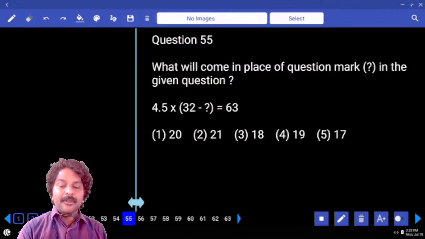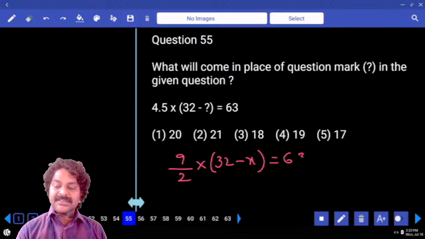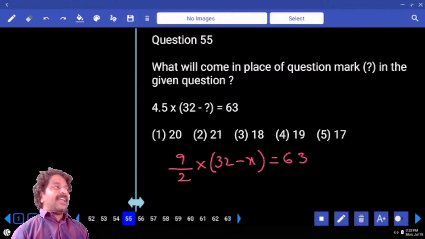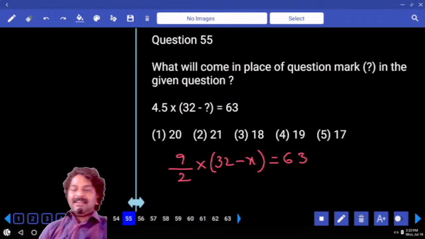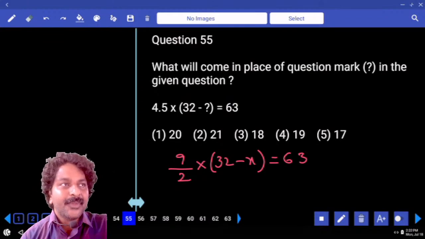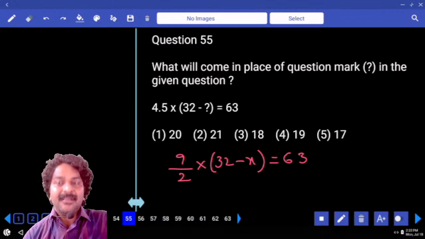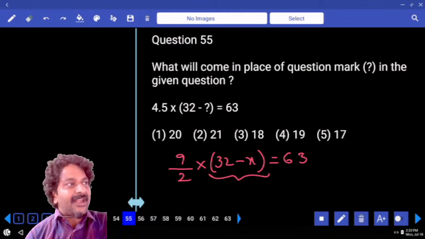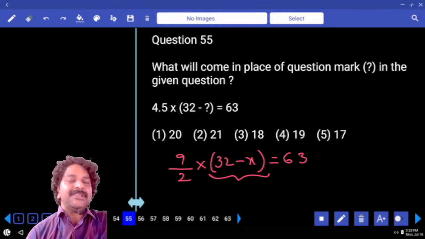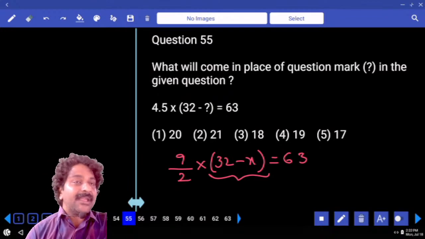Over. Can we write 4.5 as 9 by 2 into 32 minus x is equal to 63, right? Left hand side 9 multiple, right hand side 9 multiple. Both we have. Come on. That gets cancelled. And left hand side, what is denominator? When it goes to right hand side, what number will come? Even or odd? Now that means 32 minus x must be an even number. 32 is already even number. From even what number should be subtracted to get result even number? Come on. So odd number can never be your answer.